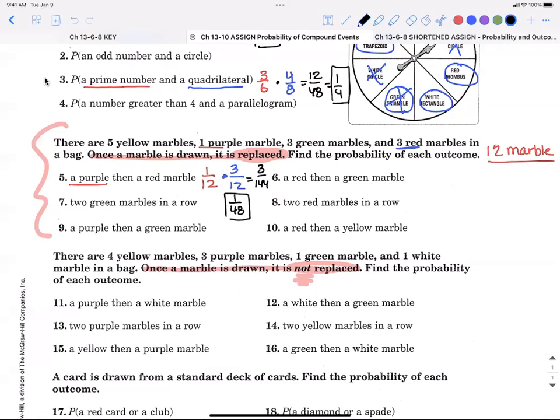Okay, it's because I missed that this is a replacement problem, and replace and not replace will change your answer. Okay.